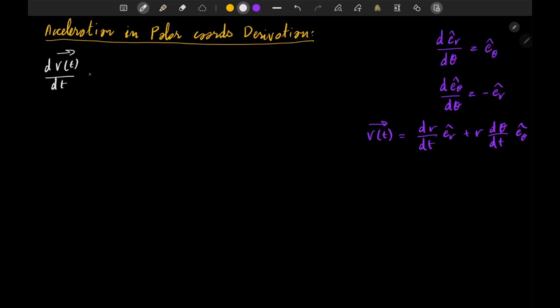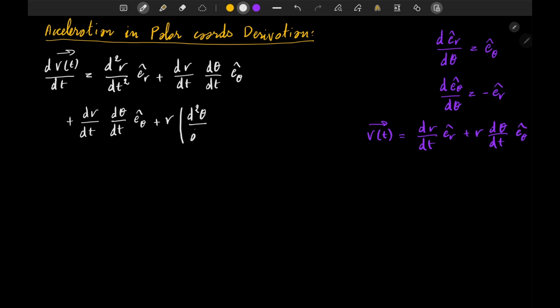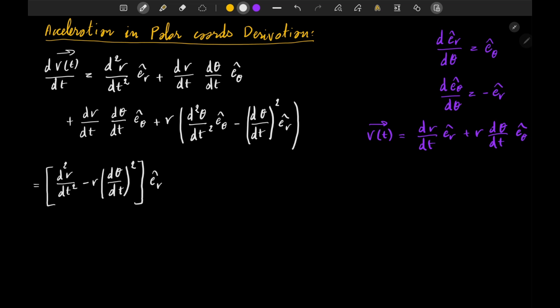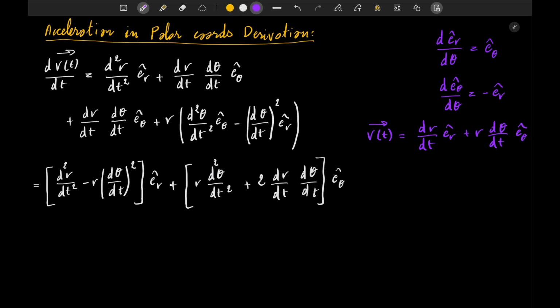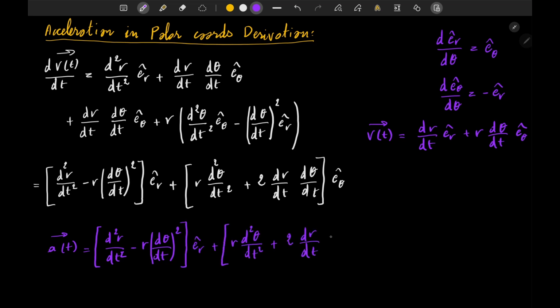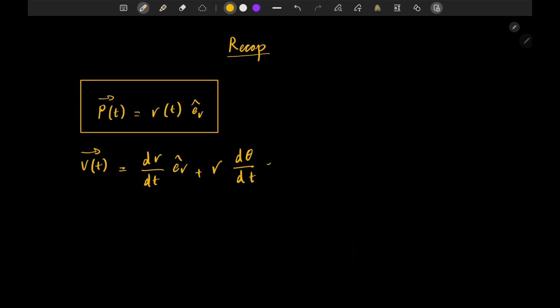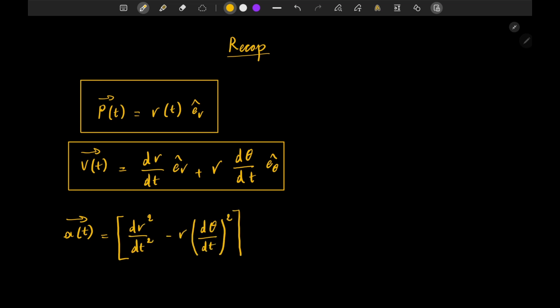To get the formula for the acceleration, we just need to differentiate the velocity with respect to time. After a straightforward application of differentiation rules, we get that the acceleration is equal to the second time derivative of r minus r times the time derivative of theta squared, times e_r, plus r times the second time derivative of theta plus 2 times the time derivative of r times the time derivative of theta, times e_theta. This is a recap of the position, velocity, and acceleration formulas in polar coordinates.